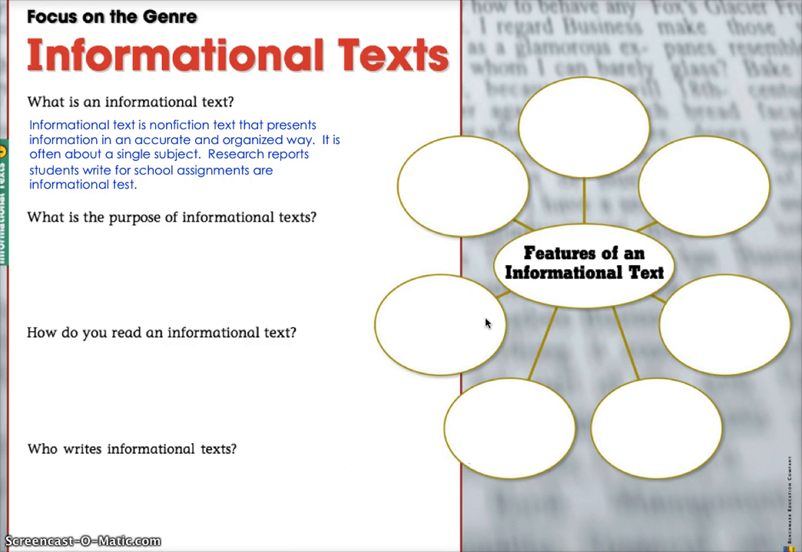So why don't you pause the video? Why don't you think about that? And then when you have jotted something down, and when you're ready, restart the video. Okay.